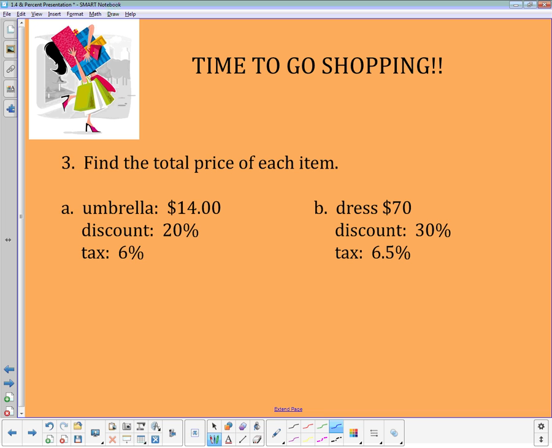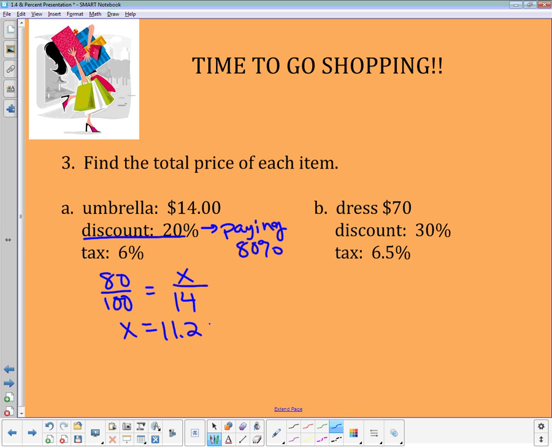Another way that you could do that is figure out what you're paying. If it's discounted 20%, then that means you're paying 80%. So I'm just going to go ahead and figure out what 80% of 14 is. So 80 out of 100 equals x out of 14, because 14 is my total. When I cross multiply and divide, that gives me $11.20. And you can do that on your calculator, 80 times 14 divided by 100.